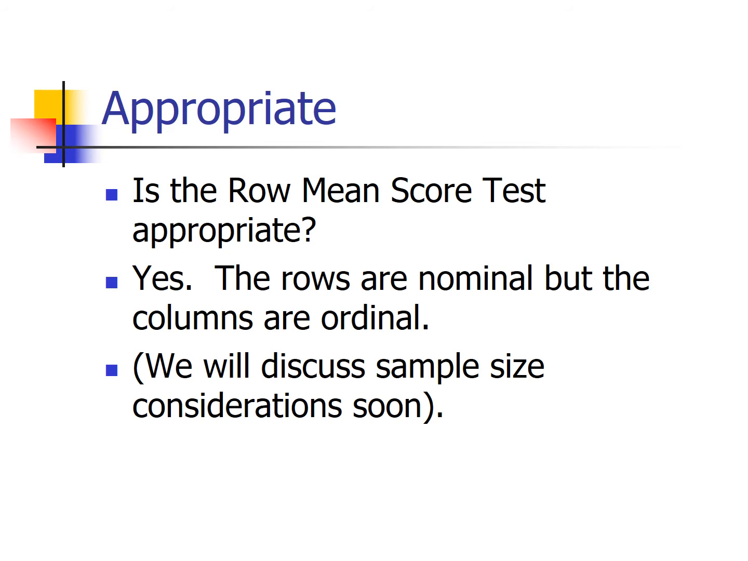So is the row mean score test appropriate? Yes, we just said rows are nominal, columns are ordinal. Now, of course, also part of what's appropriate is that sample size. We said only if it's sufficiently large. We have yet to talk about the notion of sufficiently large. We'll talk about that soon.